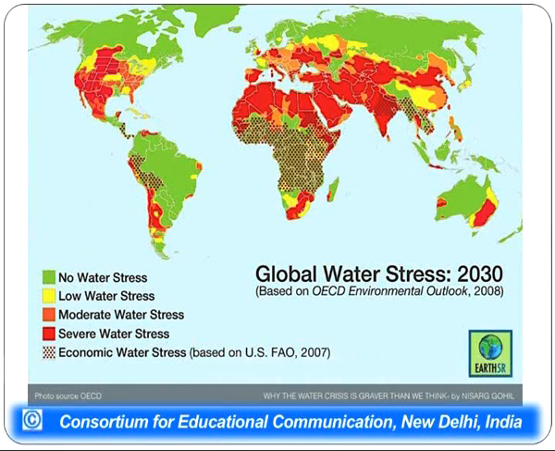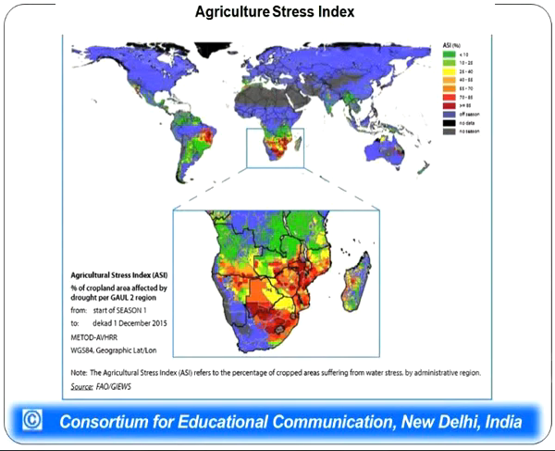So water availability is a very, very important component, and unless we improve our situation through water harvesting or water availability through different means, it is not possible to achieve total or holistic food security in the world. You can see what the situation is in agriculture stress.